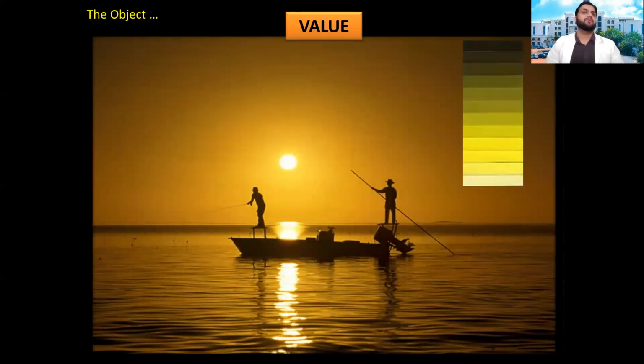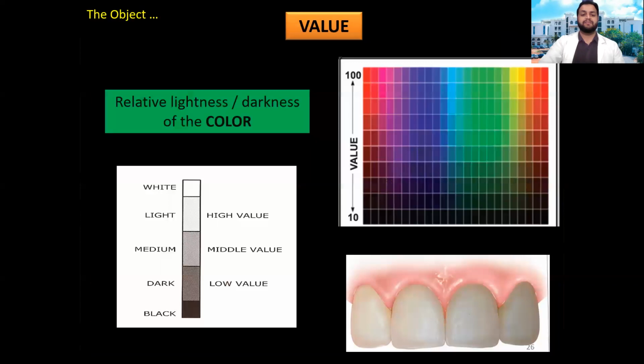Now we move on to value. Value is the amount of brightness or brilliance of a particular color. The relative lightness or darkness of the color is called value. How white is it, is it very white, or light, or medium, or dark? That's how we call it high value, middle value, and low value for white. You need to know the value. Most of the advanced shade guides utilize value as one of the primary components for establishing a proper shade while doing a shade selection procedure.